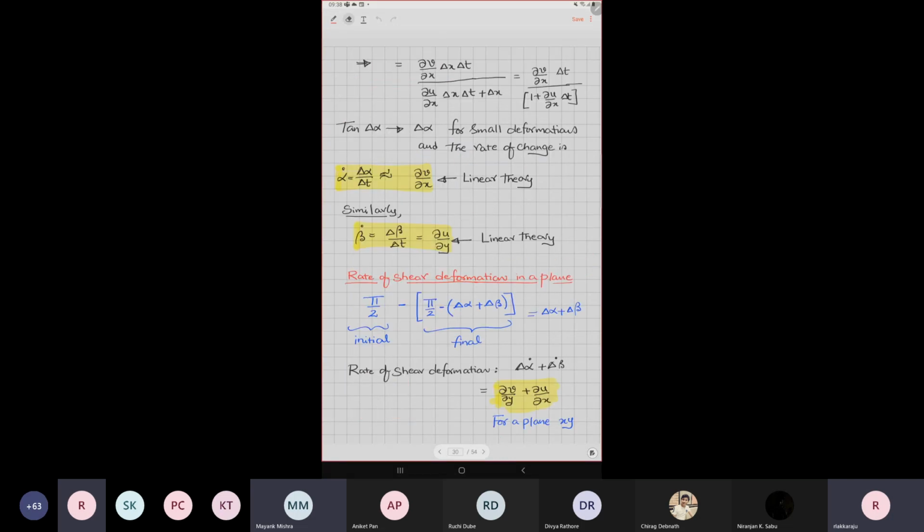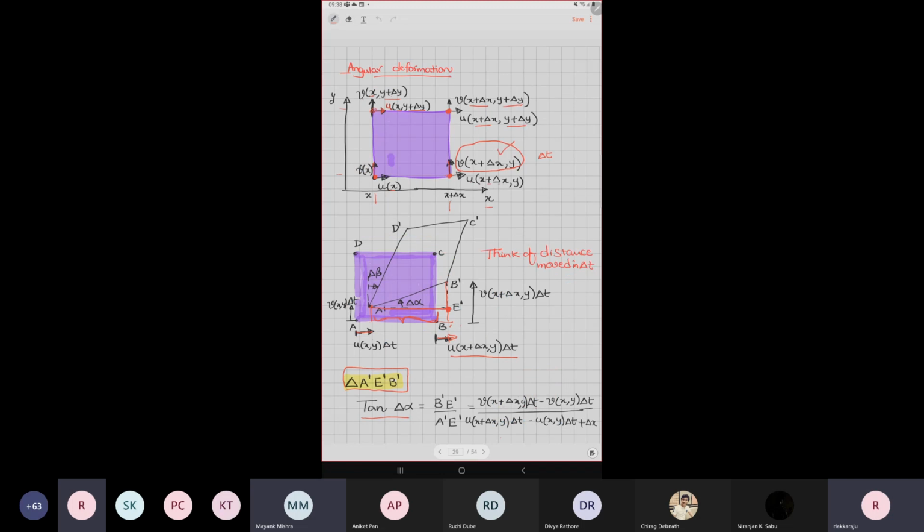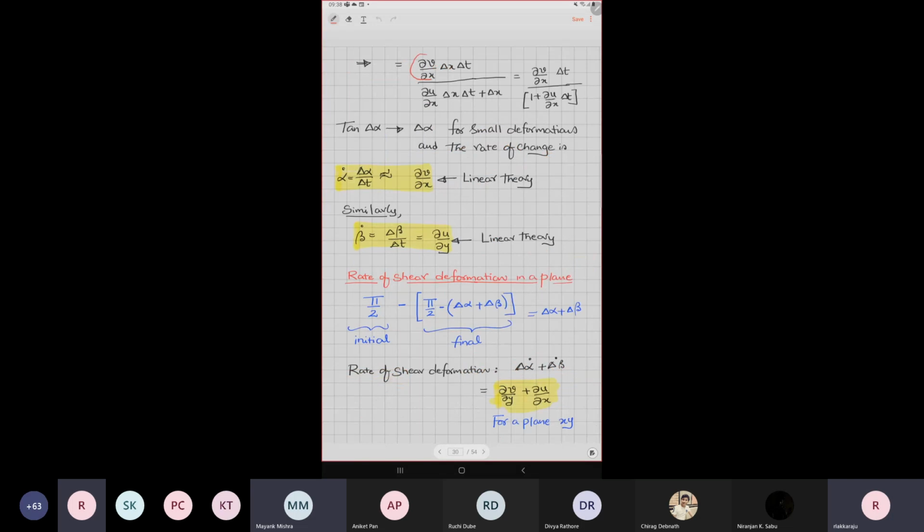Now use Taylor series expansion. V at x plus delta x is V of x comma y plus del V by del x into delta x plus higher order terms, multiplied by delta t, minus V at x comma y times delta t. So V cancels out. What is left over is del V by del x multiplied by delta x delta t.